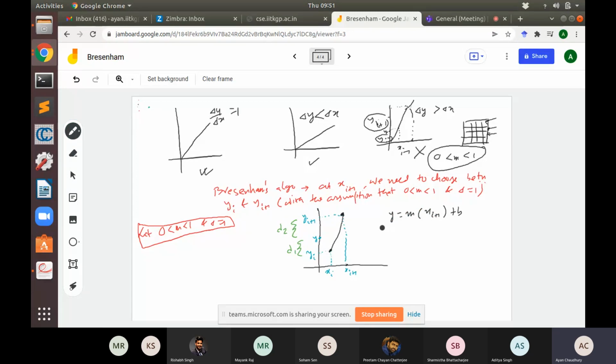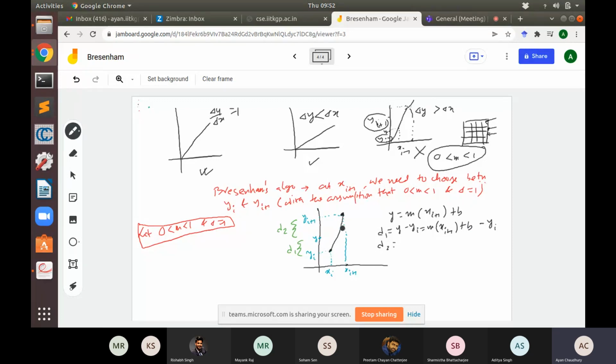So what will be my d1? d1 is this distance, that means y minus yi. So that means m times xi plus 1 plus b minus yi. And what will be my d2?